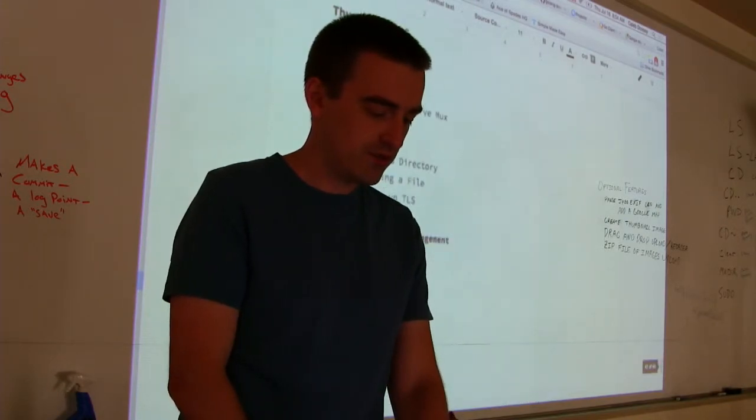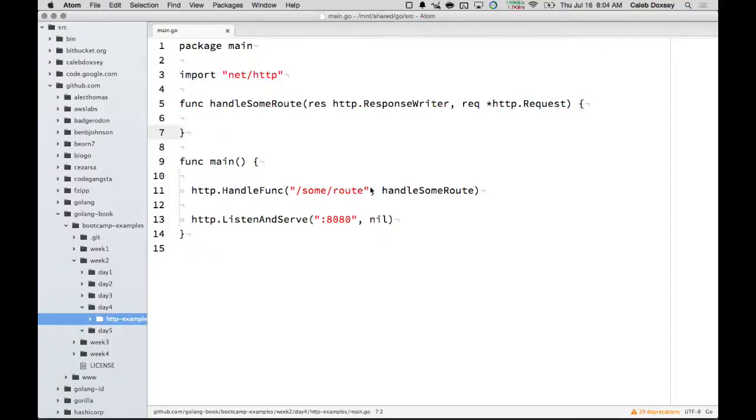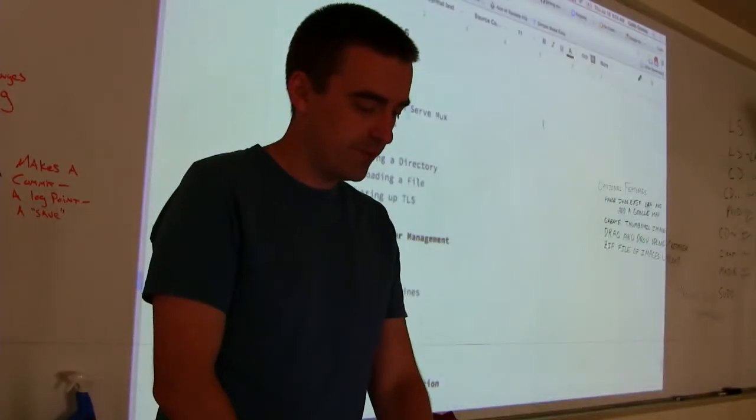So if we want to add more, we just add more here. Remember that if we put a slash on it, it would handle under it. If I had some route 2, it would go there. But we don't need to do that for the example.